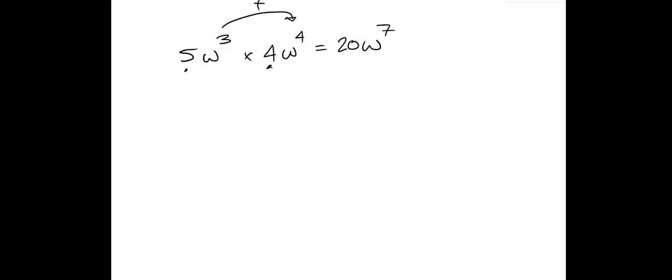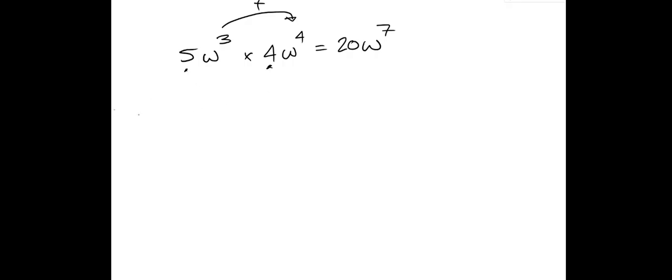Okay, so let's do a couple of examples, and let's include a coefficient now. Let's say we have 5w to the power of 3 times 4w to the power of 4. Okay, we remember the rule. We multiply the coefficients, so 5 times 4 is 20. And we add the exponents. Three plus 4 is 7, and the w comes over.